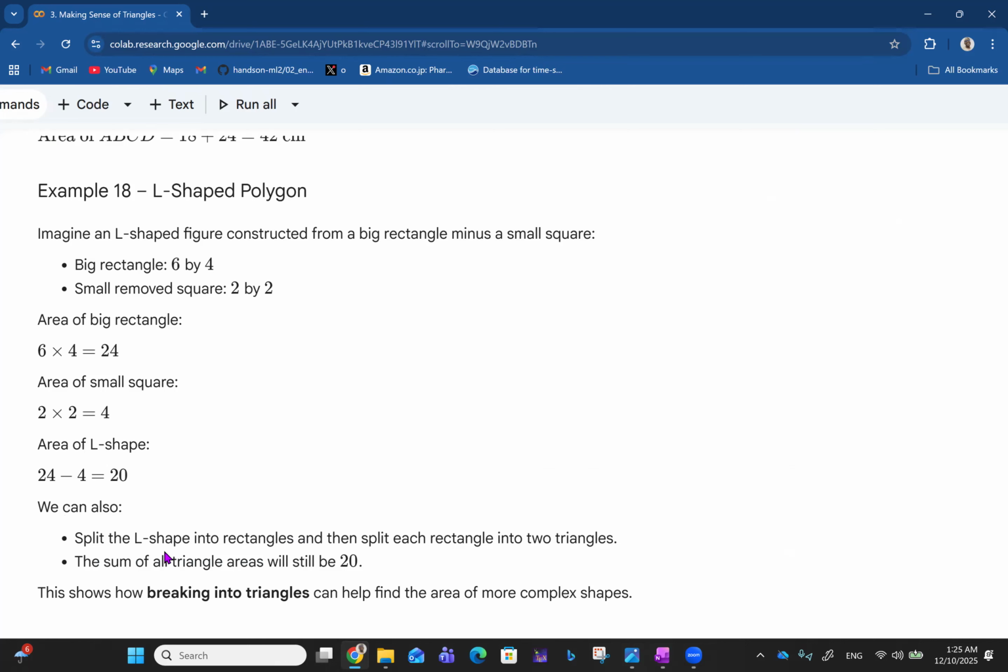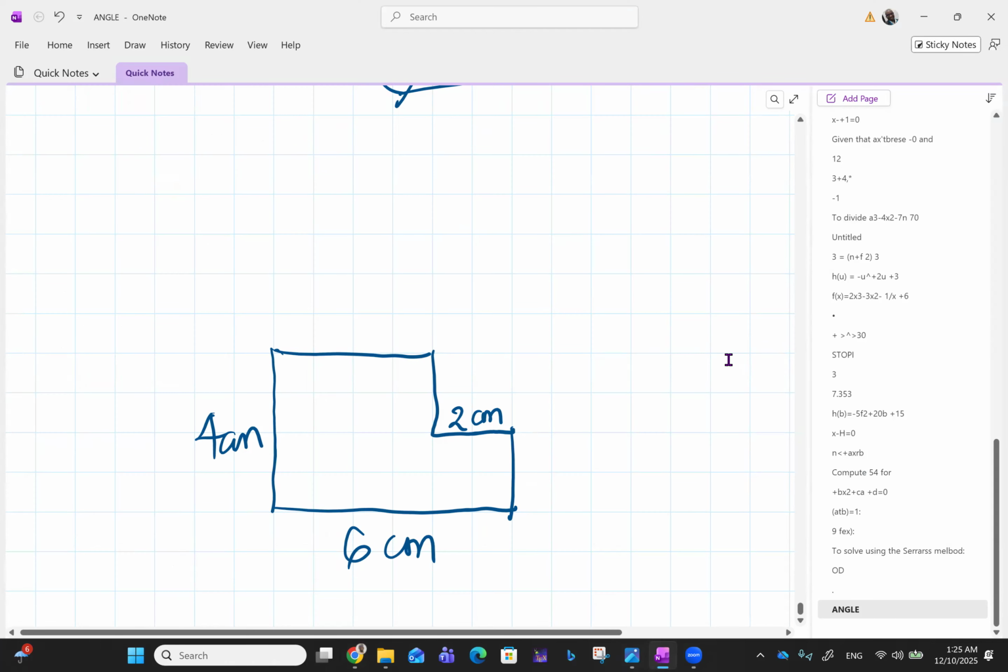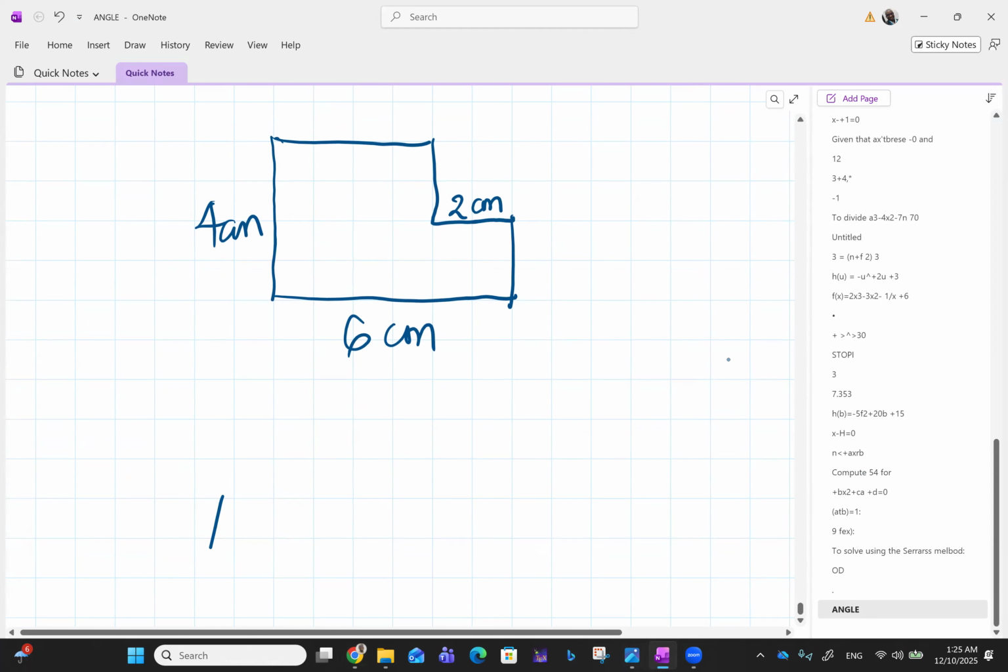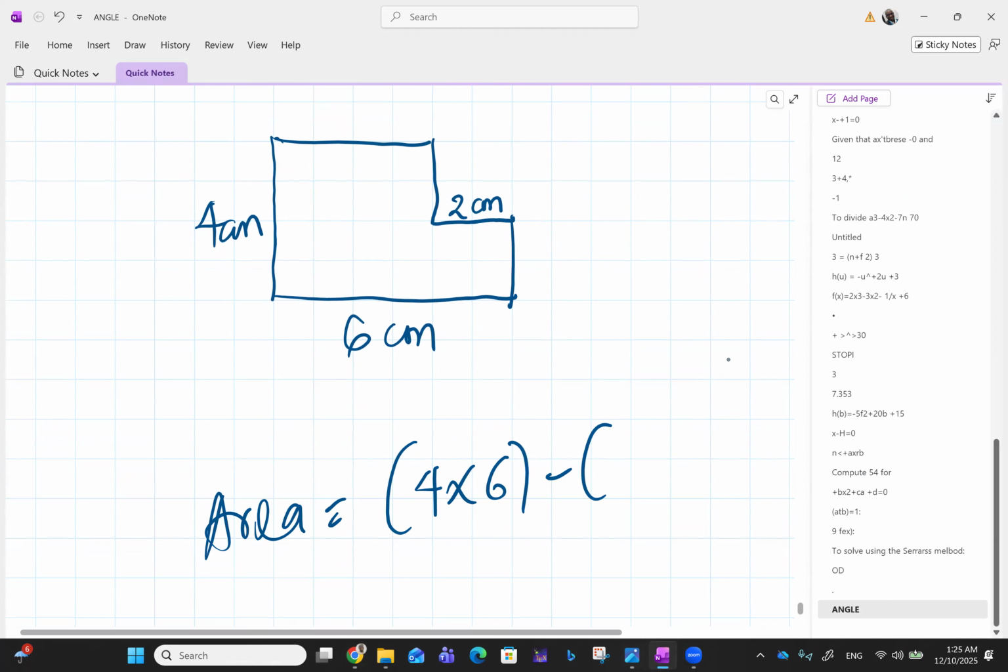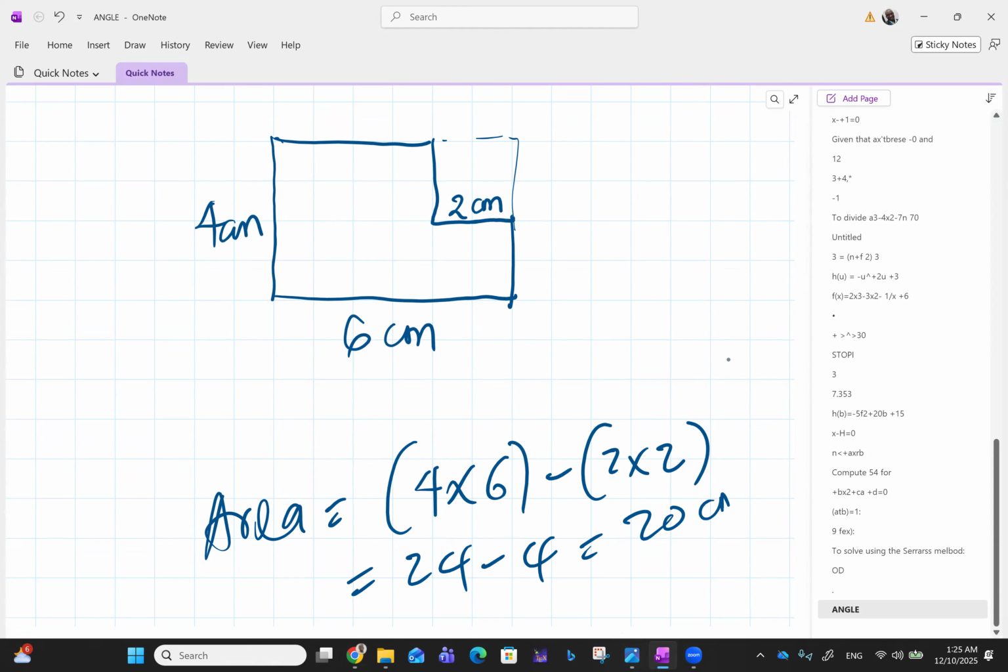Okay, so we can also split the L shape into rectangles and then split up. So this shows how breaking into shapes can help find the area of the complex shape. So in this case now, we can just say 6 times 4, 24. So the area of this shape can just simply be 4 times 6 minus 2 times 2, because this one has been cut off. So that is 24 minus 4, which is 20 centimeters squared.